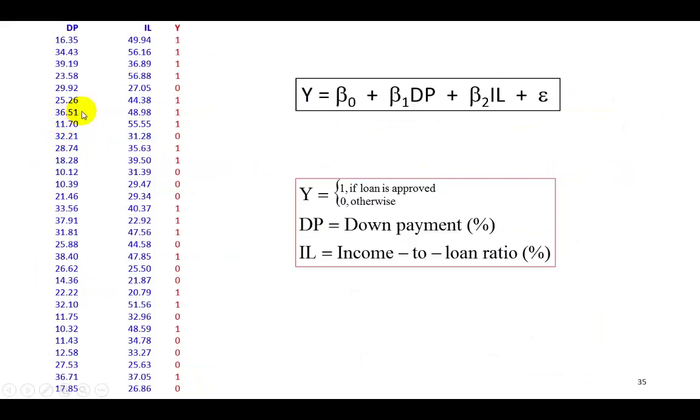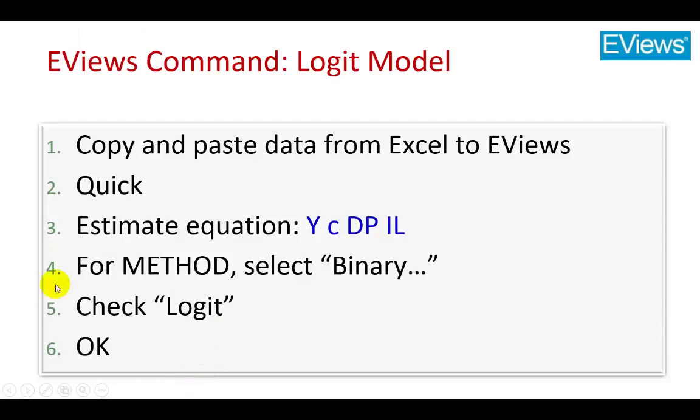And here's the data set. The first applicant's down payment, as you can see, is 16.35% and income to loan ratio is 49.94%. This applicant's loan application was successful, hence we assign the value of 1 to y. Now, in similar fashion, this last applicant's down payment is only 17.85, and income to loan ratio is only 26.86%. And as you can see, this loan application wasn't successful, and that's why y is equal to 0. No pun intended there. All right, the EViews command is summarized here.